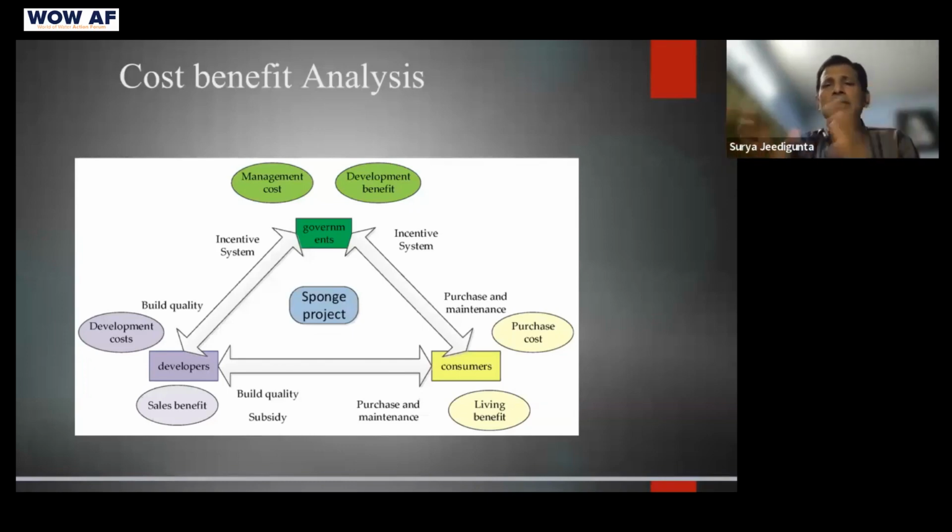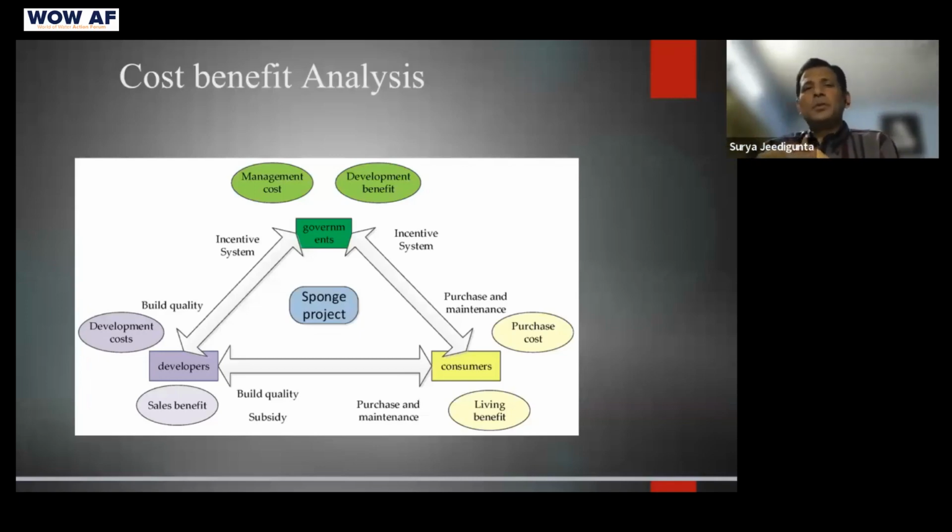For the government, there are the management costs. Imagine you put a normal road and after 2-3 rainfalls, the road is gone. So instead of these continuous management costs of roads, the flooding costs, the economic costs, if you can implement these concepts, that is the benefit for the government.